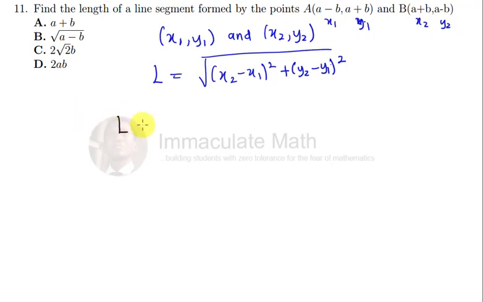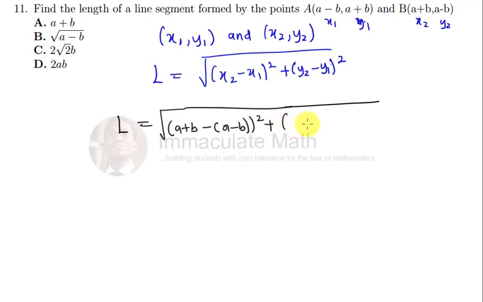I'm going to have my length be equal to the square root of x2. So what's my x2? My x2 is a plus b, right, minus x1. What's my x1? Minus x1, that's minus a minus b, don't forget to put your parentheses well, then plus y2, that's a minus b, minus y1, that's a plus b, all squared.